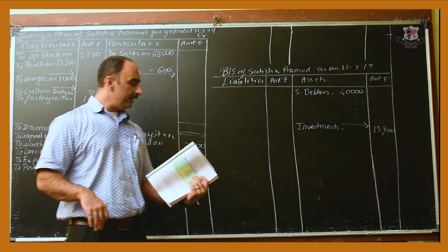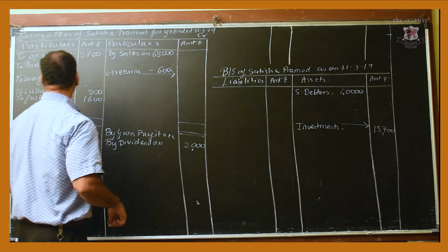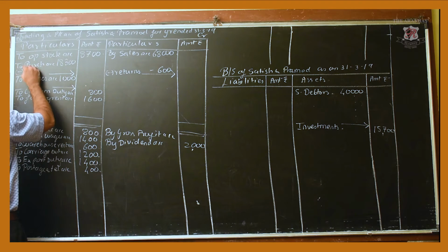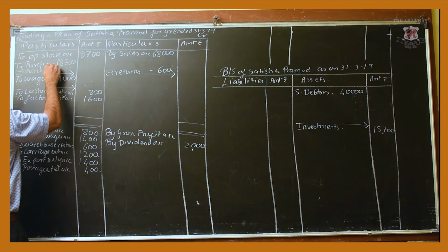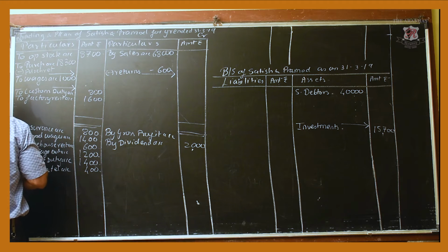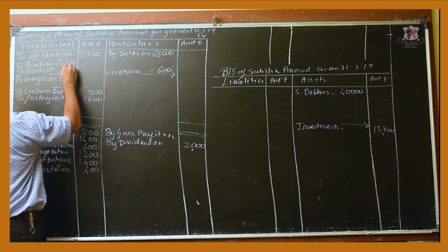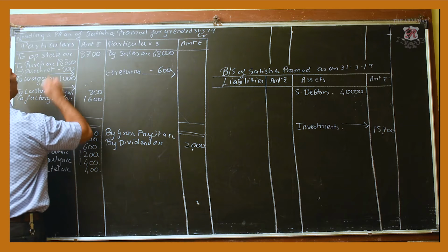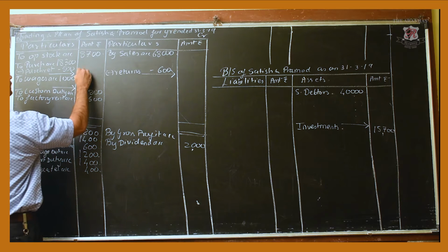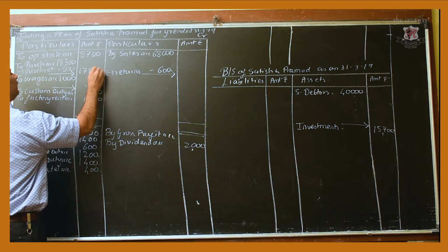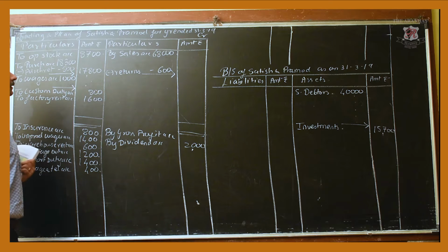Then after dividend is purchase returns. Purchase returns I will minus it from purchases. So purchase returns are there. They are how much? 500 rupees. So how much would I get? 17,800 rupees outside.